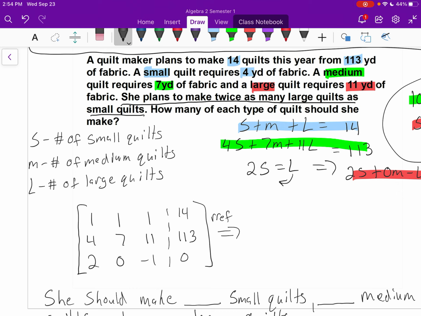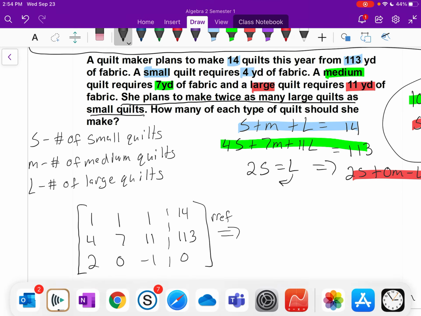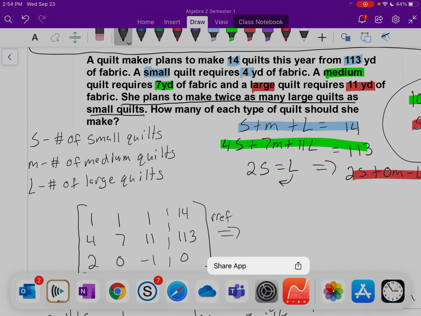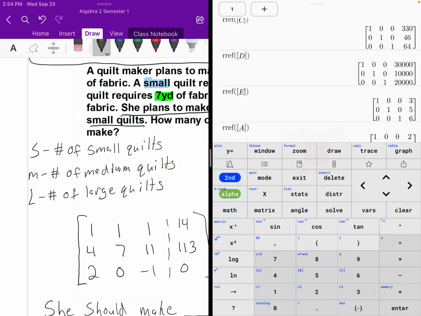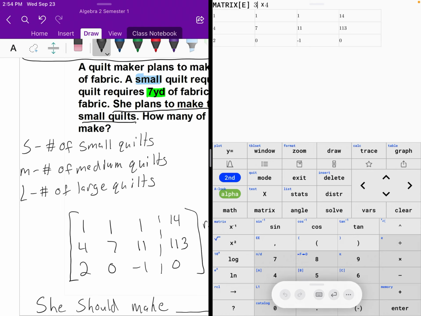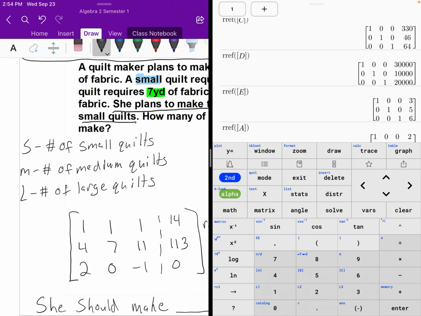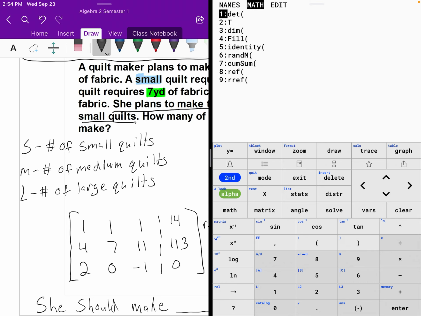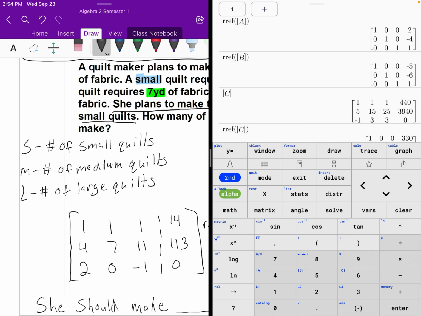Plug it in, do a reduced row echelon form. Okay, so again, go into that matrix menu, we're going to edit. I plugged it into matrix E: 1, 1, 1, 14, 4, 7, 11, 113, 2, 0, negative 1, 0. Okay, so I got my matrix. And now, quit. Okay, go back into that matrix menu. We're going to do some math with that matrix, RREF.